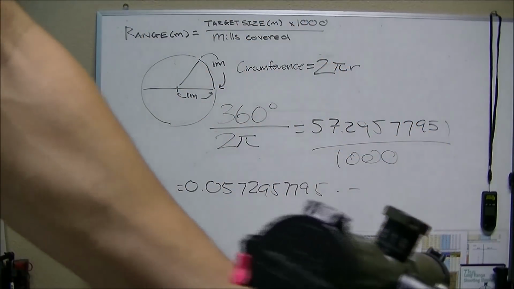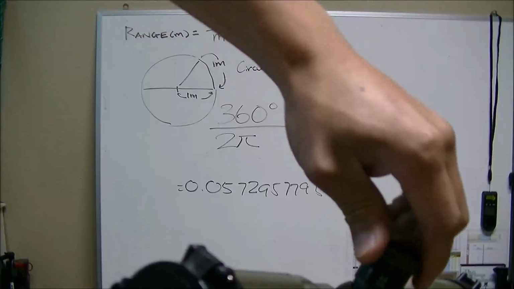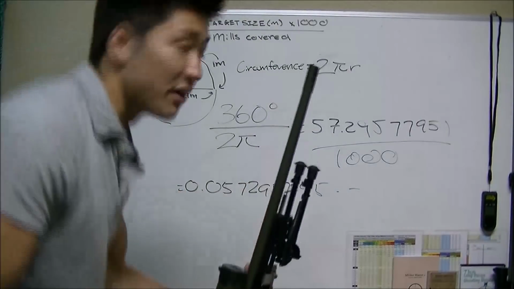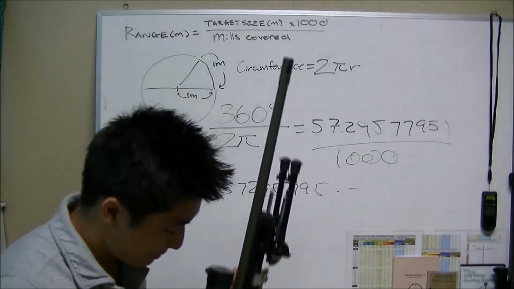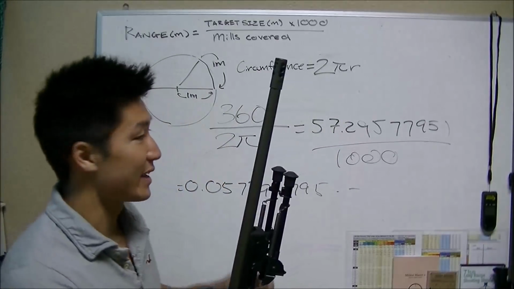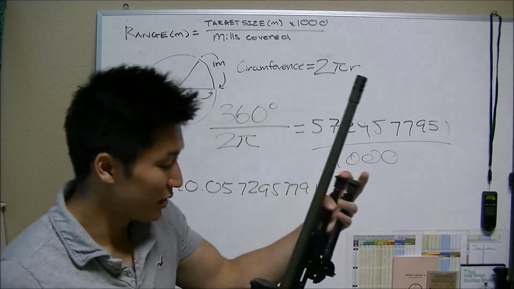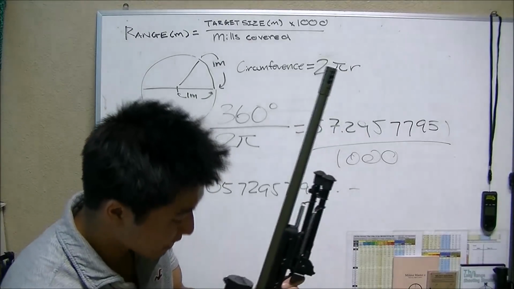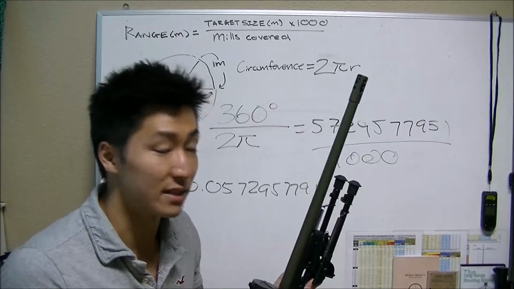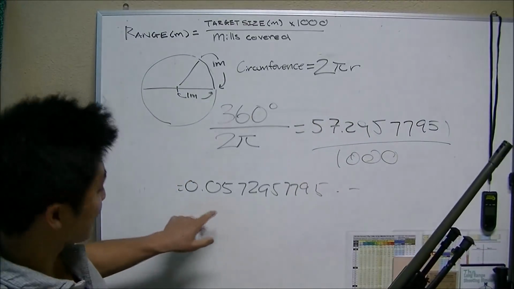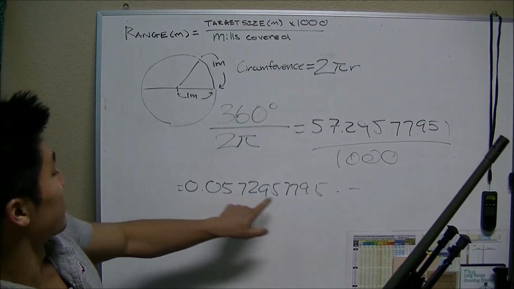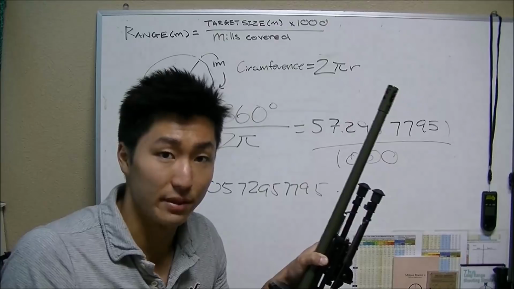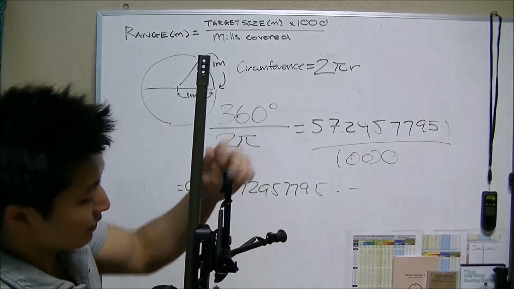1 mil right there. That means that we just move the internals of the scope by 0.05729577795 degrees. But because it's so fine, a lot of competitive shooters can't compromise for a low quality scope, because they need to make sure that everything that they dial is spot on. Because at long range, let's say if it's 0.0573 instead of 29, basically, at longer ranges that could be a complete miss. So let me put this rifle away.